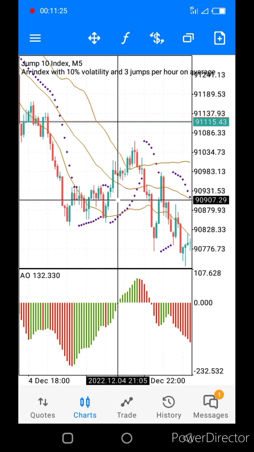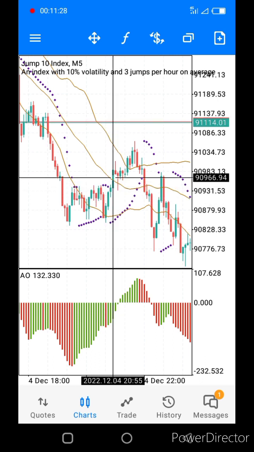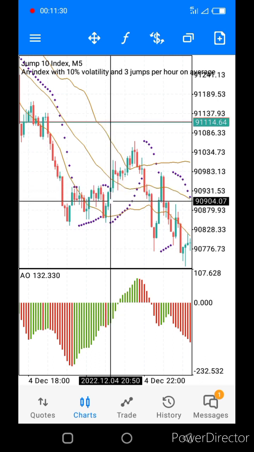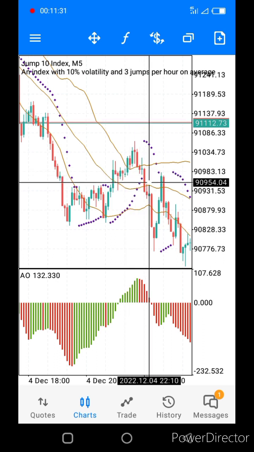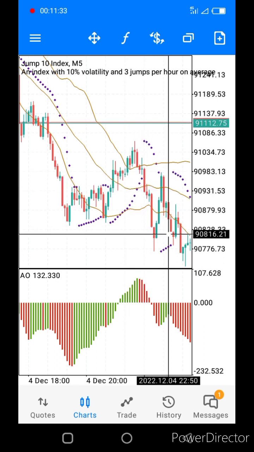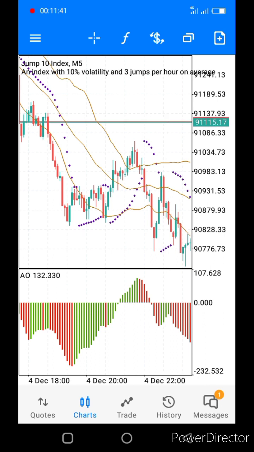I think we've checked like 10 entries now, and we just get another what? Another loss. So we have another sell entry here, we won, another sell entry here, we won. So this is how the strategy works. You don't need to stress yourself.